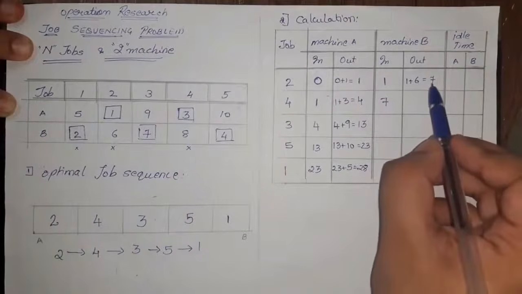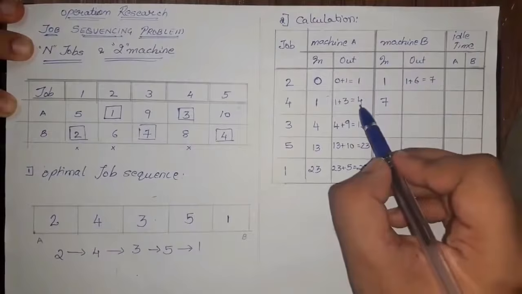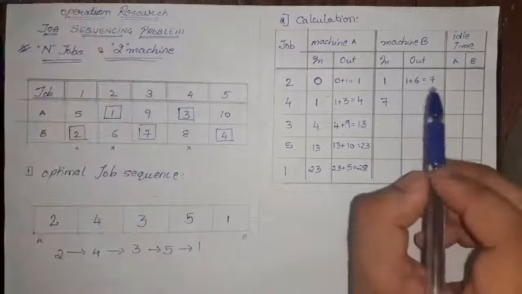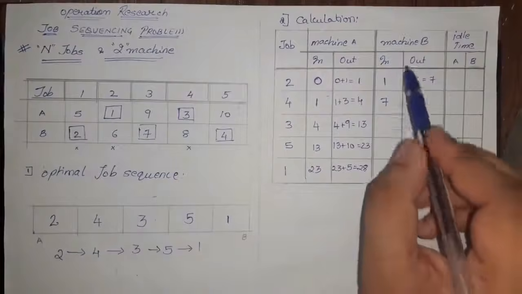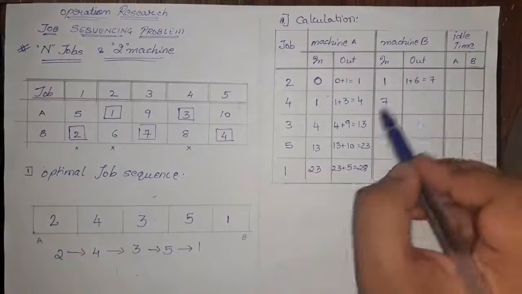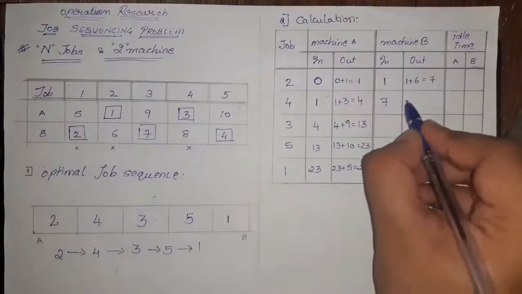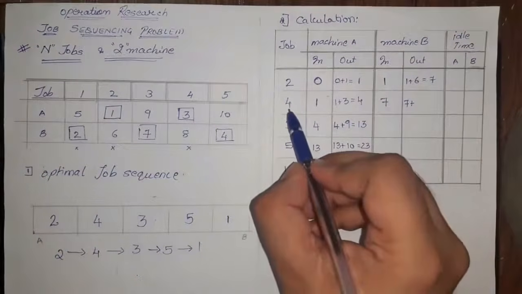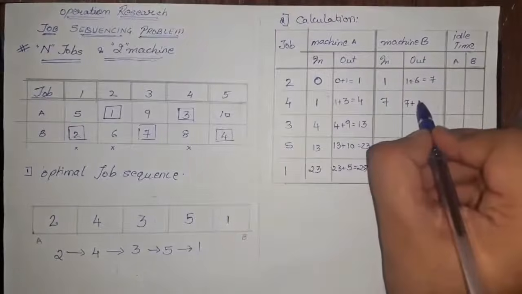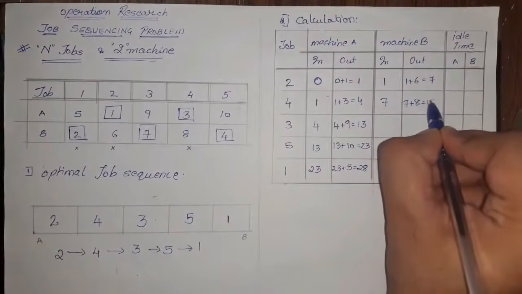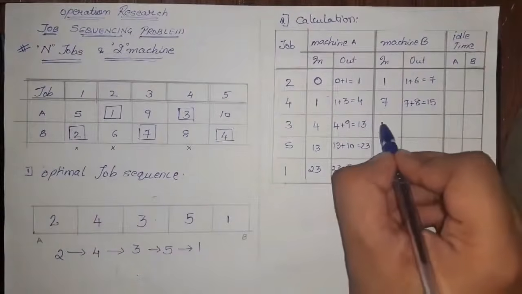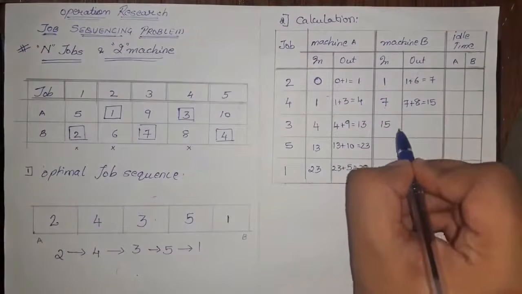But if it would have been less than the out time of machine A, then there will be one small effect that we'll have to do. So we'll see that ahead, but here as of now it is greater, so we bring it down. So out time for the next job, now this is job number 4, which is 8. So 7 plus 8 is 15. This 15 is more than 13, so we bring down 15 as it is.